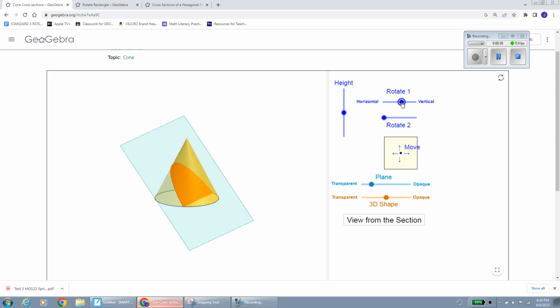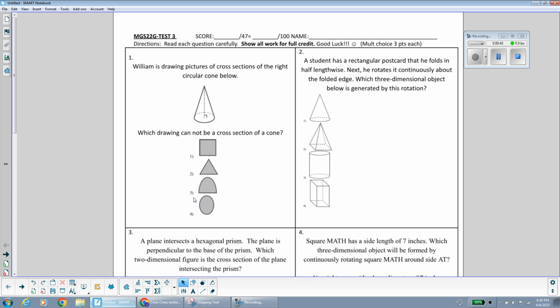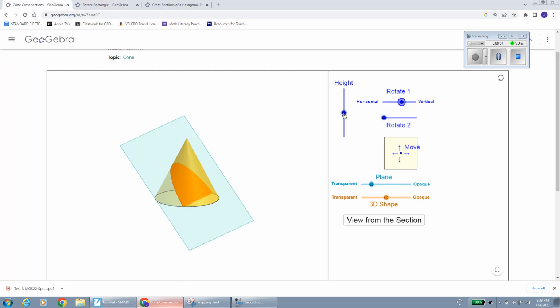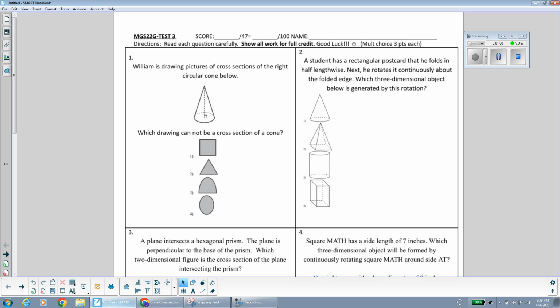If I rotate it this way, then I see which answer choice is that. That's answer choice 3. So already we have answer choice 3 and answer choice 4. So I'm between 1 and 2. And if we go completely vertical, completely perpendicular to the base, we get a triangle. So the one that you cannot get is answer choice 1. You cannot get a square from this cone.